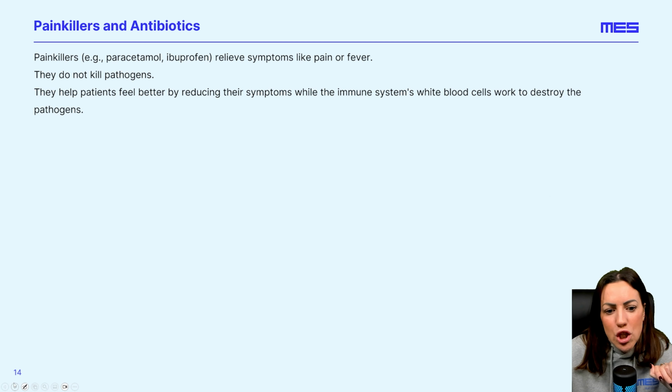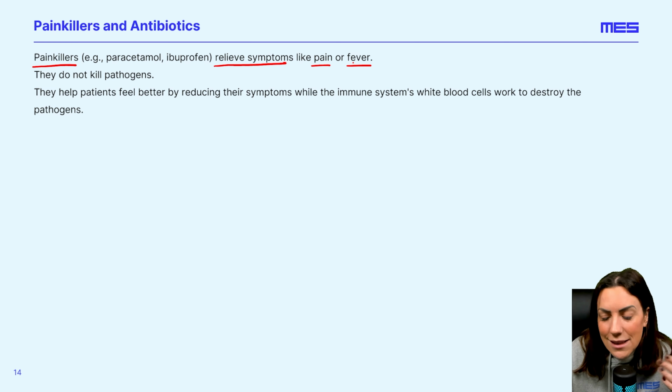Okay, moving on to drugs and medications. Now, we're going to talk about two different types of drug. The first one is just a painkiller. A painkiller would be something like paracetamol or ibuprofen, or Calpol, which contains paracetamol. These do not destroy pathogens. They only relieve symptoms. So they might relieve your pain or your fever, your high temperature. So they make you feel better. They treat the symptoms, but they do not directly kill or destroy pathogens.